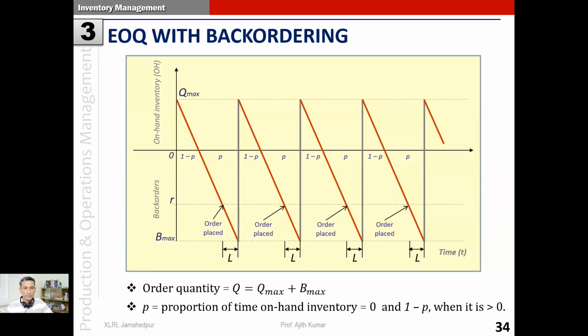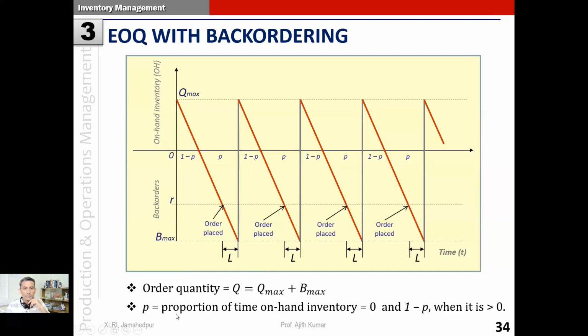Okay, so with this schematic, we will see that the quantity ordered Q is Q max plus B max. So B max is this length, the length of the line segment here, where the whole line segment represents the ordered quantity Q. This portion of the line segment represents B max, and this portion represents Q max. So Q is equal to Q max plus B max.